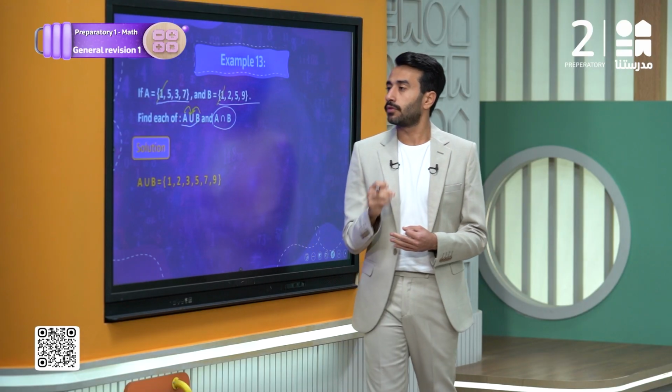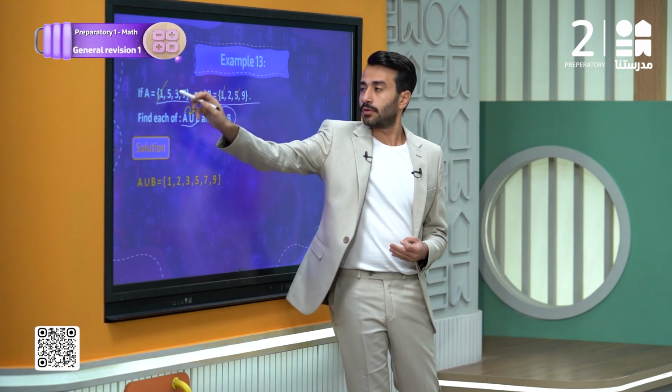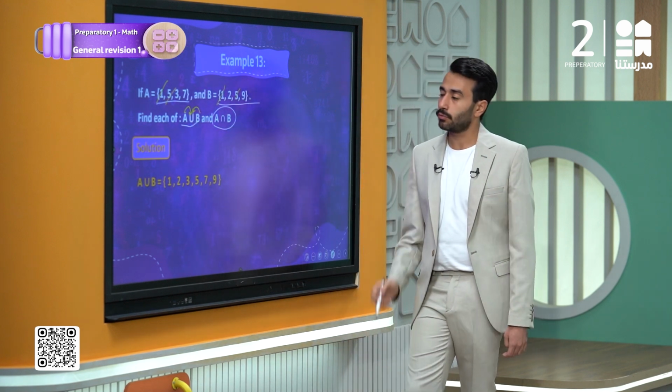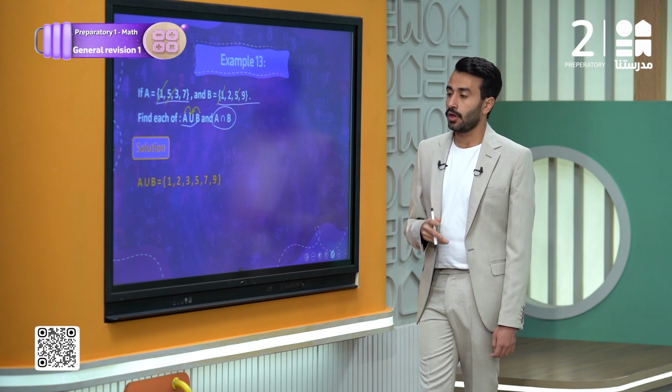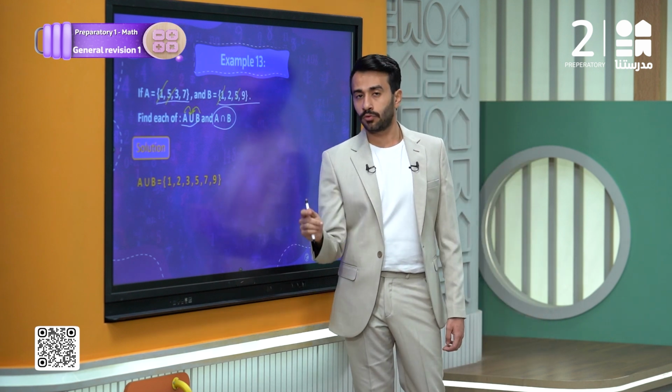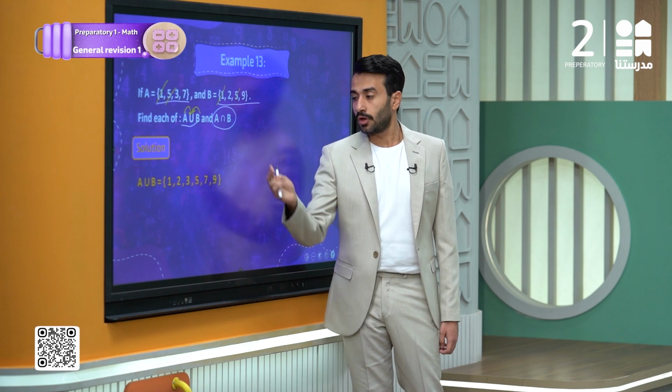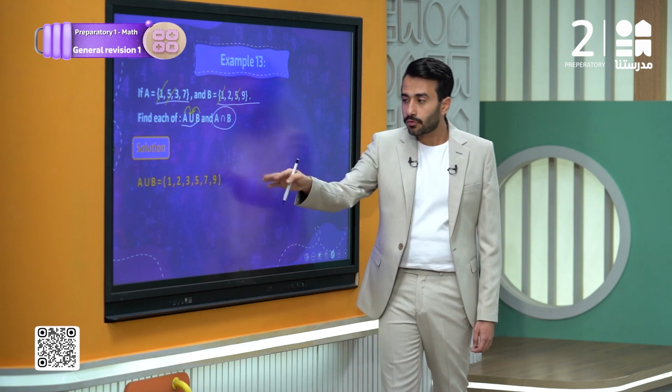We have 2, then 5 one time, then 7 and 9, and we have also 3. So 1, 2, 3, 5, 7, 9. It's okay if you didn't write it in order. It's okay for these questions.